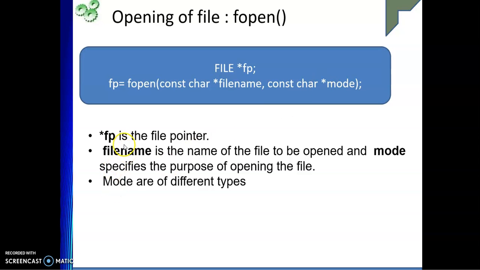Here fp is a file pointer, and filename is the name of the file. If I write rupesh.txt, that is the name of the file to be opened. And the mode means the purpose of opening the file, whether you are writing a file, reading a file, or appending to a file. So there are different types of modes that we have whenever we open a file.